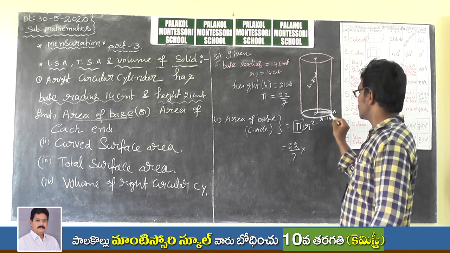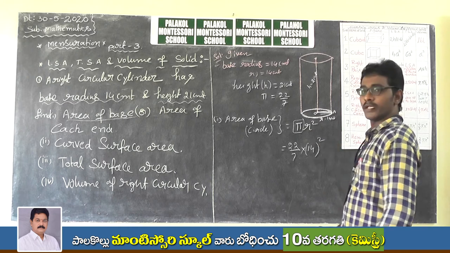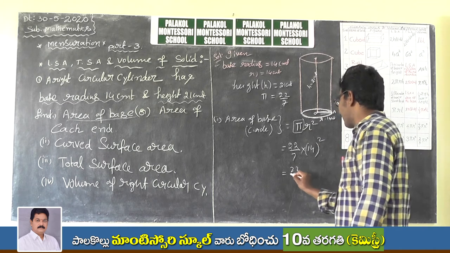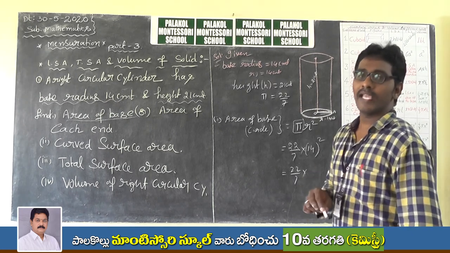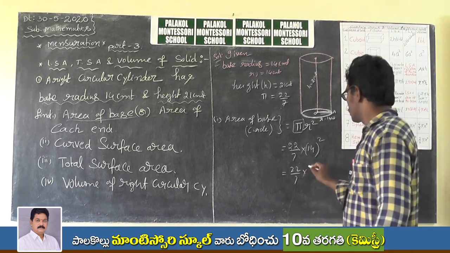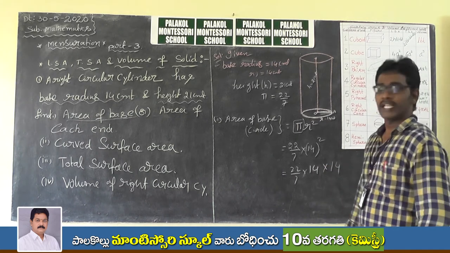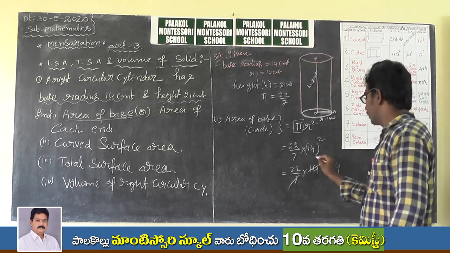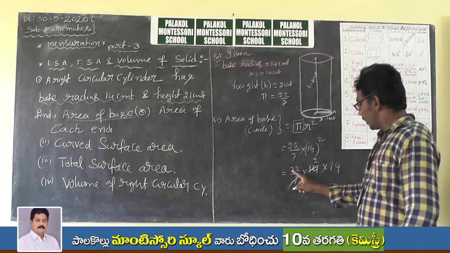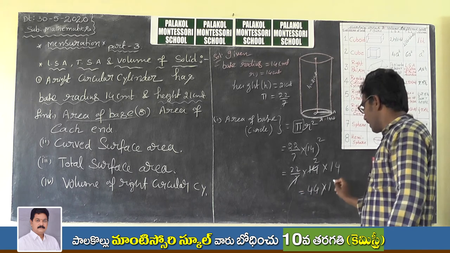Base radius is 14 centimeters. So 14 whole square, 22 by 7. The power is 2, so you write the base two times: 14 into 14. This 7 and this 14, how many times is it cancelled? 2 times. So 22 into 2 is 44, into 14.